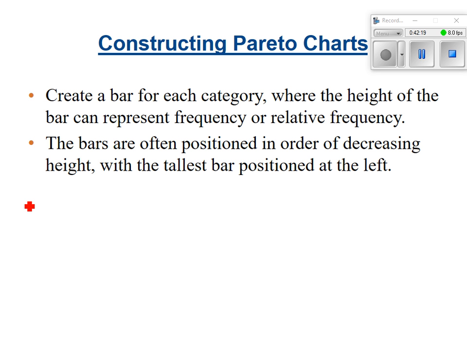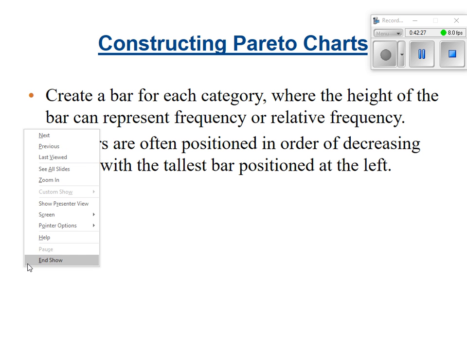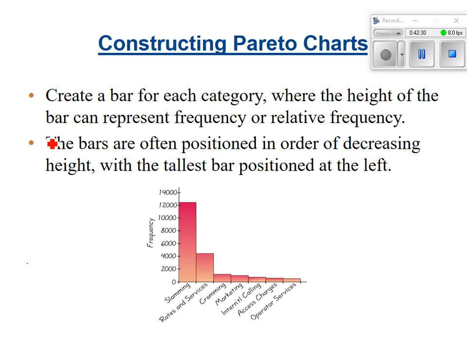Constructing a Pareto chart, create a bar for each category. Bars are often positioned in order of decreasing height. Not often, always for a Pareto chart. I'm not sure why I put often there. And then it looks something like that. So let's see, what did they put on this one? Rates and services, committee, marketing. I guess maybe something like, I'm not even sure what this bar graph would be for.